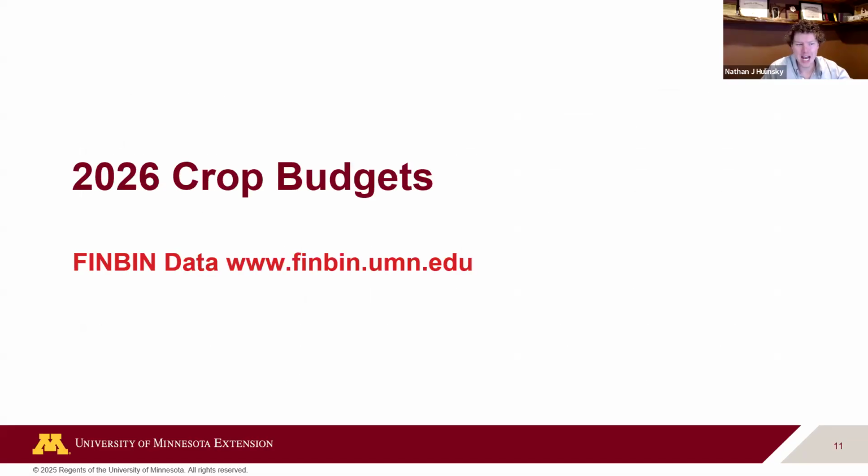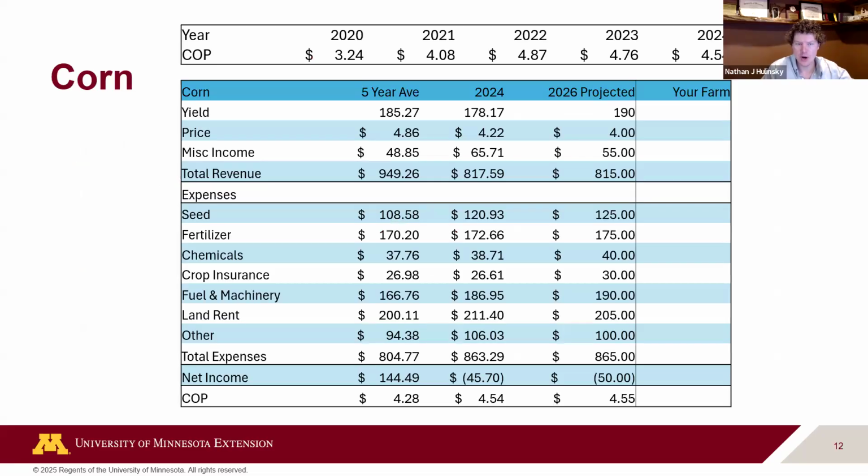Next, I'll switch gears and talk about crop budgets. I made these budgets. The data is collected from the Finbin database that I've been talking about already this morning. First budget here is for corn, specific to central Minnesota. The 5-year average yield in central Minnesota, 185 bushels per acre. In 2024, slightly below average there at 178 bushels per acre. My projection into next year is kind of this trend line increase on yield. I put down 190.